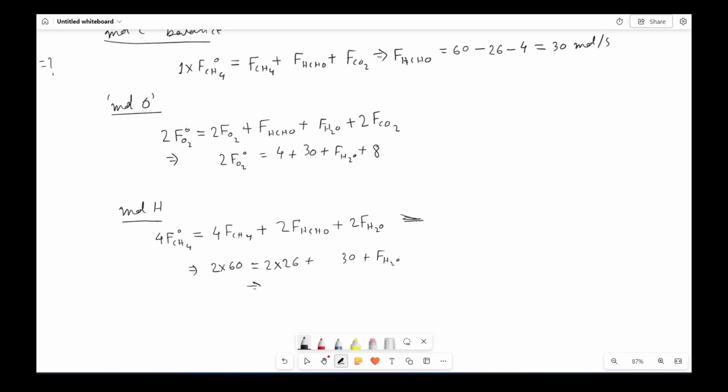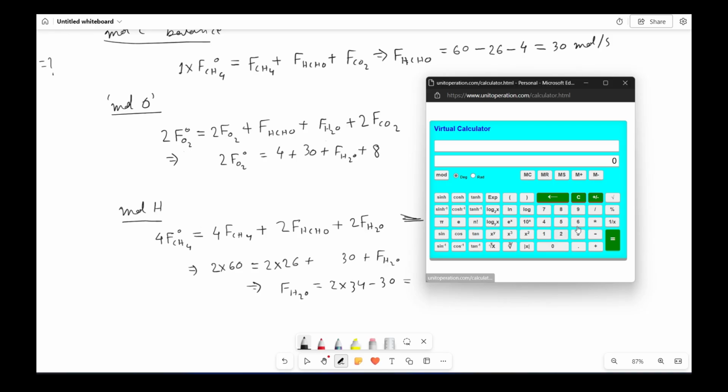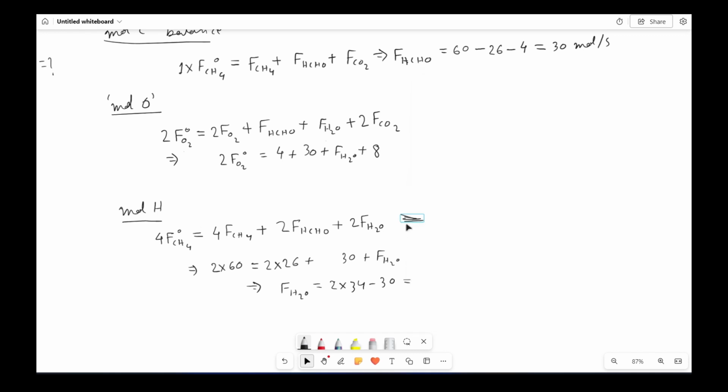From here we solve FH2O as 2 into 60 minus 26, which is 34, minus 30. We will get 2 into 34 minus 30, which is 38. 38 moles per second. FH2O is 38 moles per second.